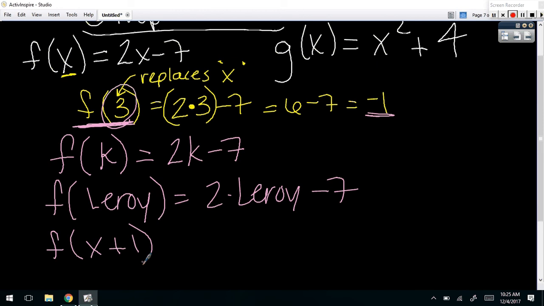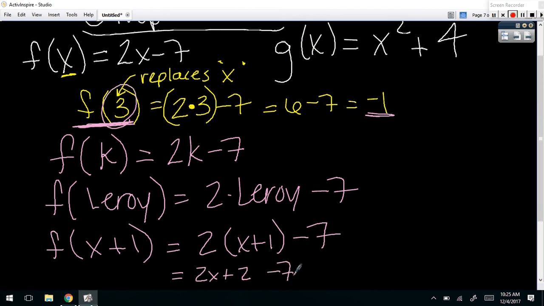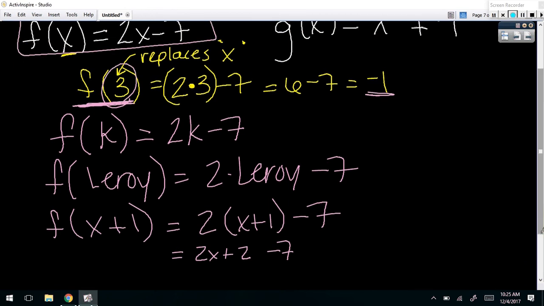How about if I asked you f of x plus 1? Plug in x plus 1 for x. So 2 times x plus 1, 2x plus 1... so you got 2 times x plus 1 minus 7. You distribute the 2 to the x and the 1? Absolutely, yes. Where do you get the 7 and 2 from? Look up at the original problem. I defined f of x before I started. Man, you getting me confused already.